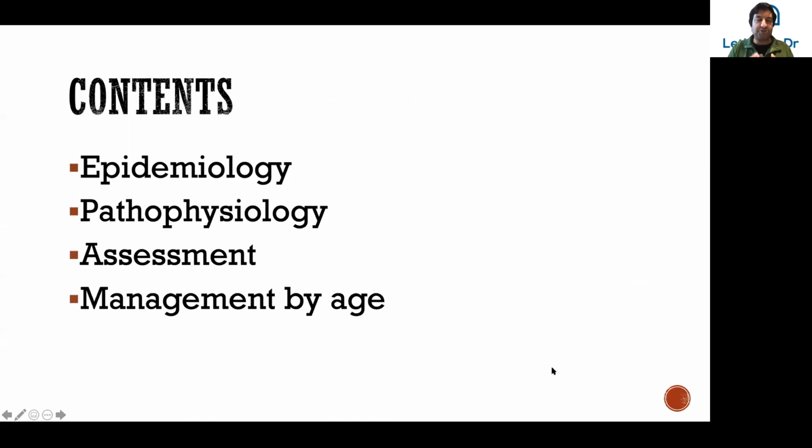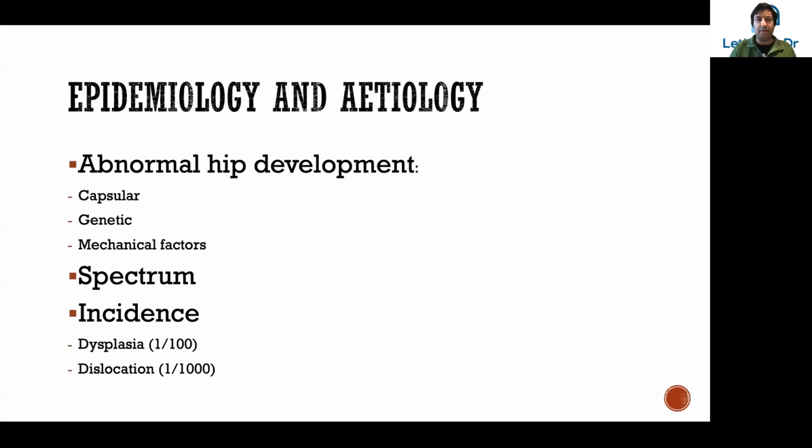I'd like to talk to you guys about the epidemiology and a little bit about the etiology. You need to know about the pathophysiology, about what really causes it. The most important thing is this third thing here: how do you assess a patient with DDH? And finally, management by different age groups. So let's start with epidemiology.